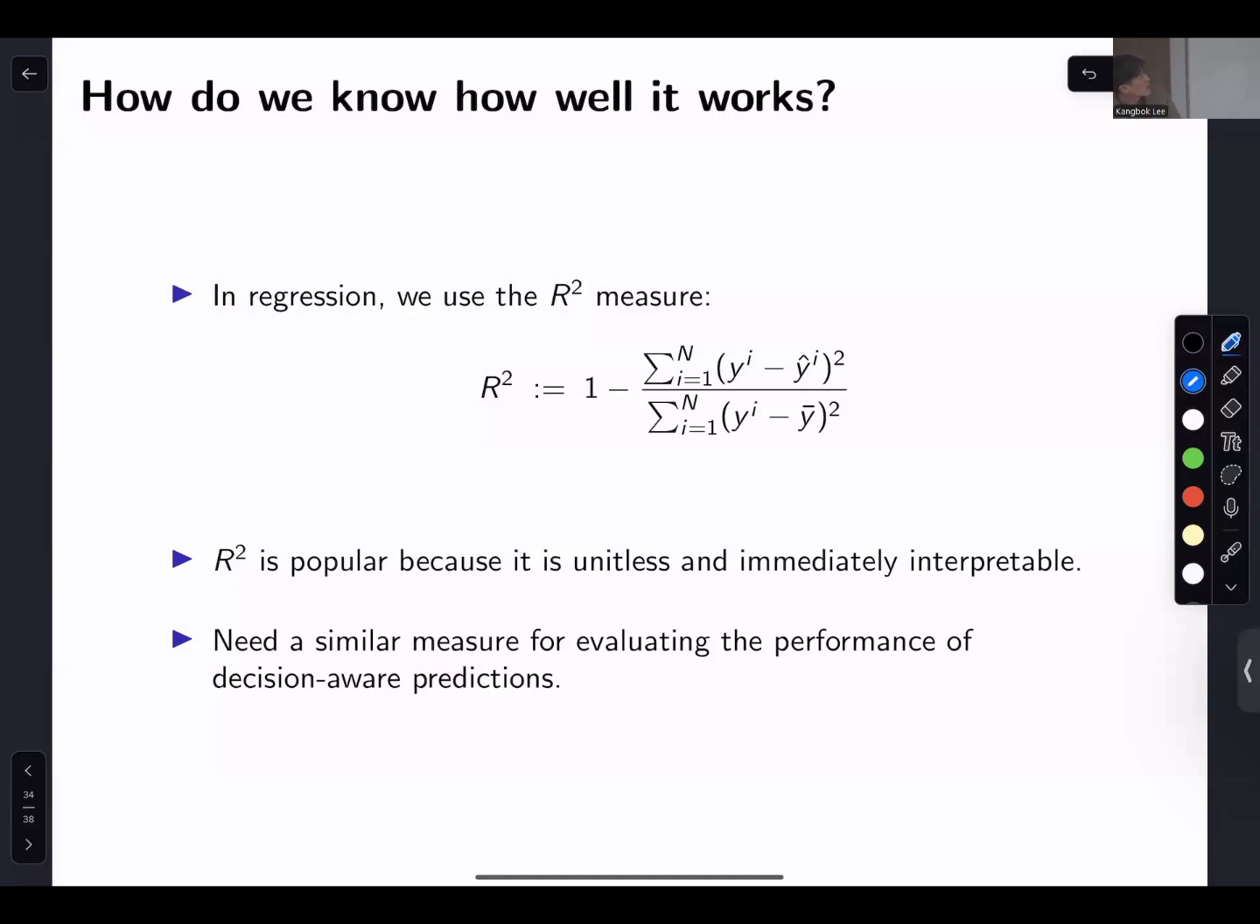And the reason why R squared is so popular is it's unitless and it's immediately interpretable. If it is 1, you're doing well. If it is 0, maybe your model is nonsense. Okay? Now, there's an attempt at establishing an easily interpretable performance measure for this kind of predictive prescription, decision making done with prediction integrated in it.